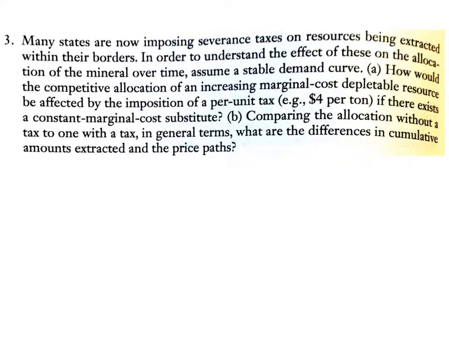Many states are now imposing severance taxes on resources being extracted within their borders. In order to understand the effect of these on the allocation of the mineral over time, assume a stable demand curve. A, how would the competitive allocation of an increasing marginal cost depletable resource be affected by the imposition of a per unit tax, let's say $4 per ton, if there exists a constant marginal cost substitute? And B, comparing the allocation without a tax to one with a tax, in general terms, what are the differences in cumulative amounts extracted and the price path?